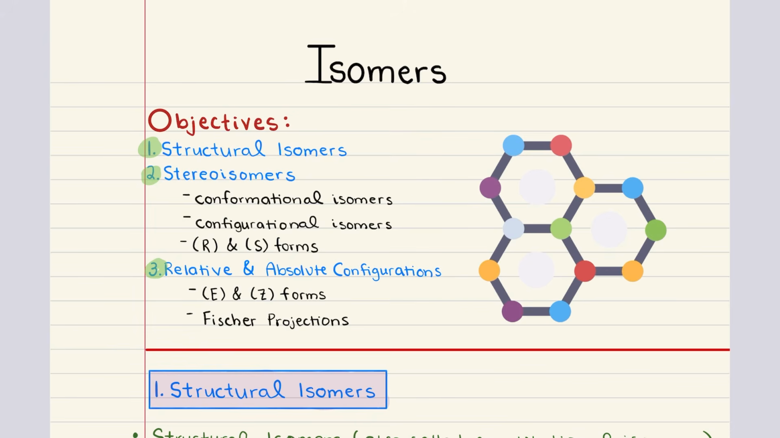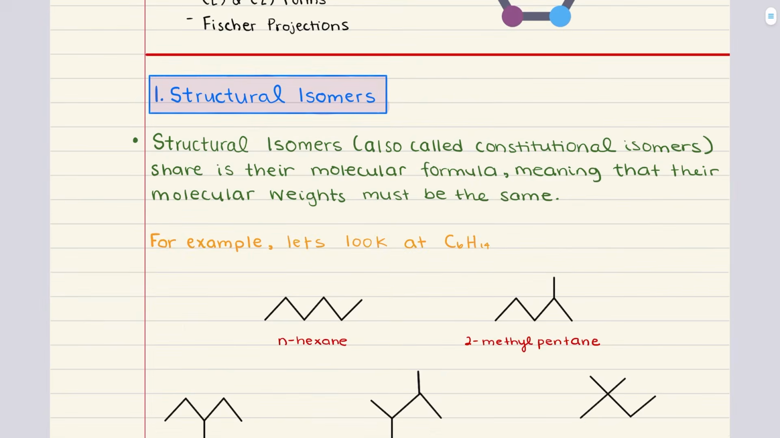We're going to explain how the E and Z system is used to describe double bonds and how to interpret Fischer projections, which are particularly helpful for visualizing stereochemistry in biomolecules. With this introduction, let's go ahead and get started with structural isomers, also known as constitutional isomers.